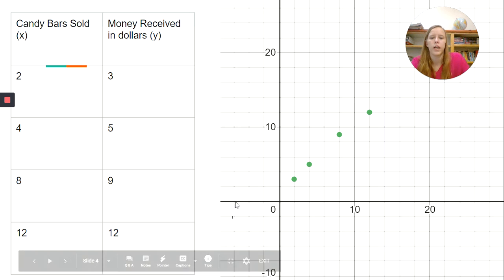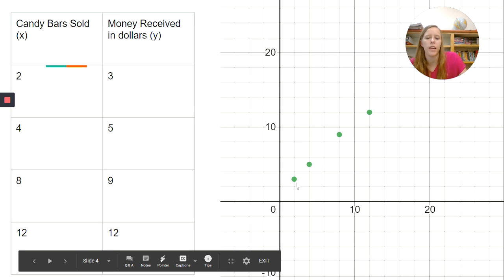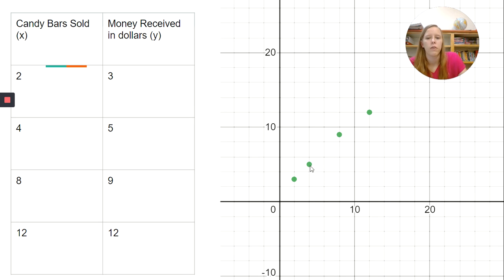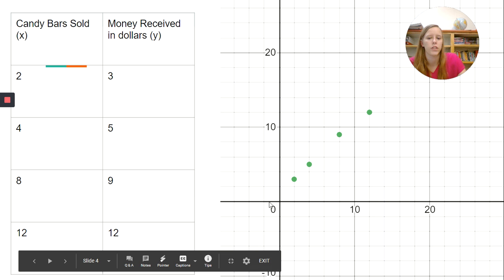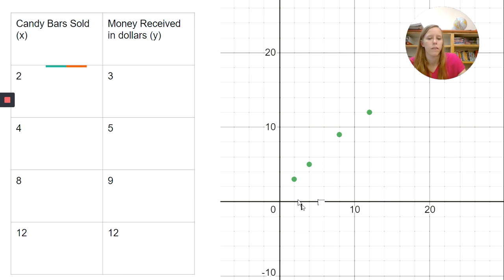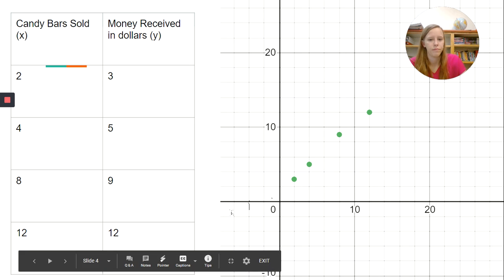So here we do that. We have the 2 and the 3 here, 4 and 5, 8 and 9, and 12 and 12. So we know, first of all, if we would draw a line, it's not going to go through the origin, which is 0, 0. Okay, so we have the x-axis and the y-axis, and they meet at 0, 0. So it's not going to go through there. So we automatically know that it is not proportional. But the other thing that you can see is it's not going to create a straight line either. Okay?